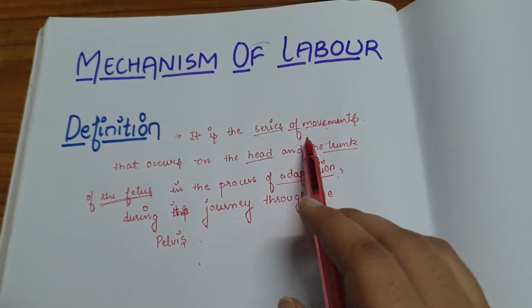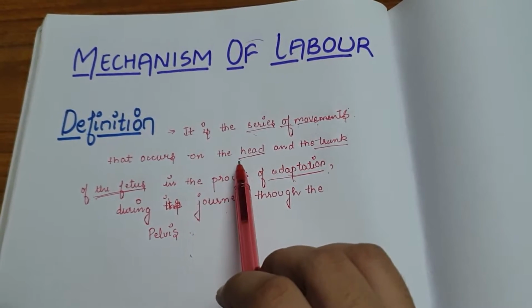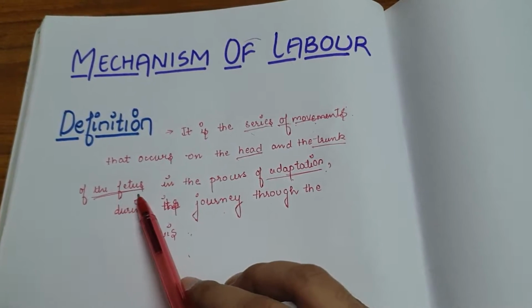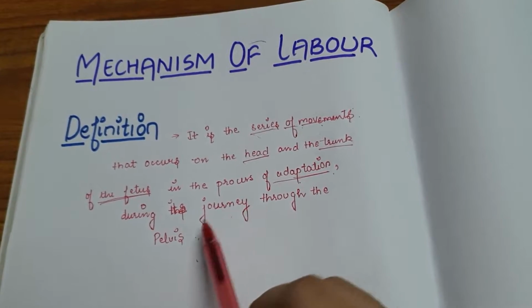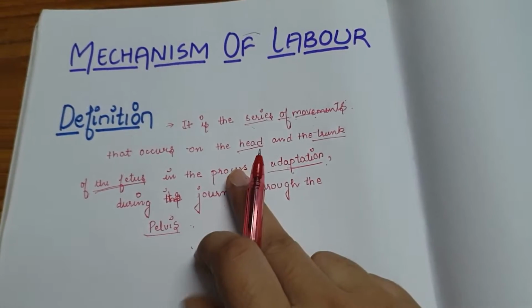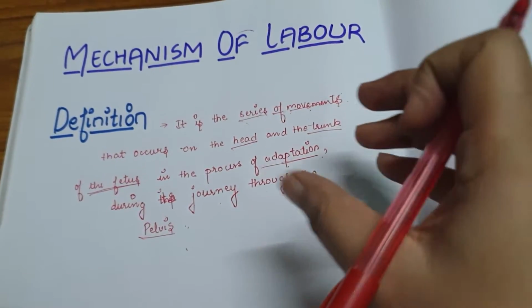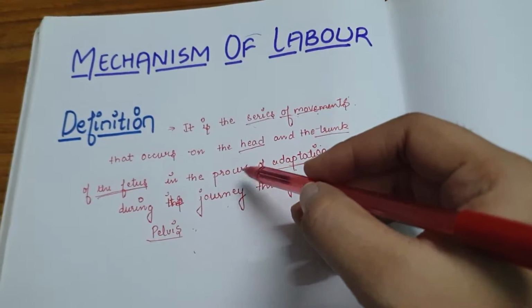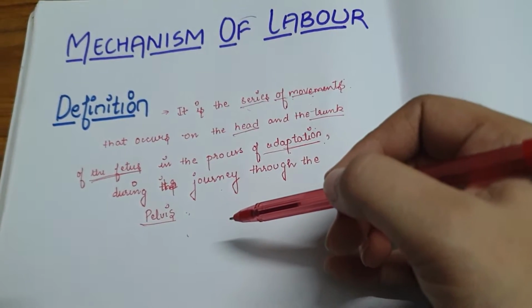It is the series of movements, meaning a lot of movements that take place on the head and the trunk of the fetus in the process of adaptation during its journey through the pelvis. Means there are a lot of changes in the position of the head and the trunk so that it can easily pass through the bony structure which is known as the pelvis.